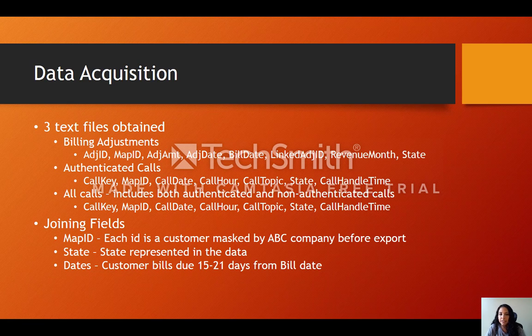Specifically, the map ID is representative of a unique customer ID, but those customer IDs were masked by ABC Company before export. So we still have the unique ID that we can use to tie the 2 files together, but it's been changed into just a generic number for our benefit. And really all customer information was stripped from these files before ABC Company released them to Team Chai. So we can join on that map ID though to associate the billing and the call files together. We also have states in both files and dates in both files.